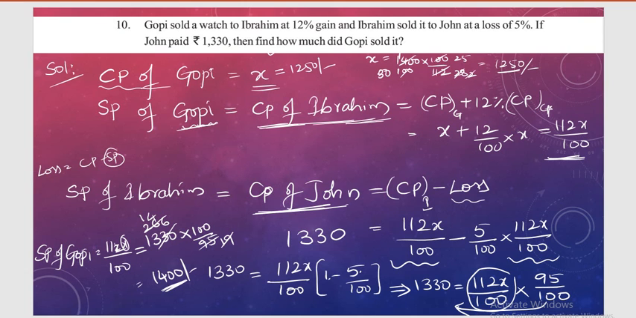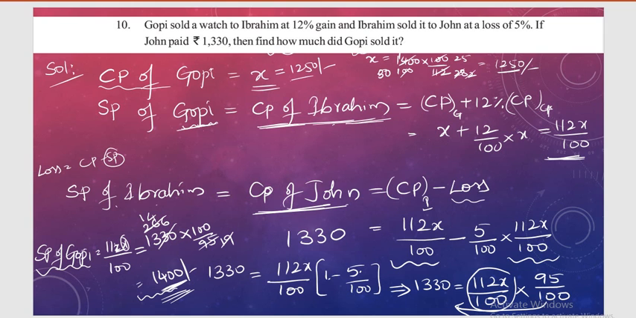But what did he ask here? Find how much Gopi sold it for. So he sold it for 1400 rupees, right? So here are all three different values: the cost price of Gopi, the selling price of Gopi which is equal to the cost price of Ibrahim, and the selling price of Ibrahim which is equal to the cost price of John. So here we can find out any of the values using this particular concept.